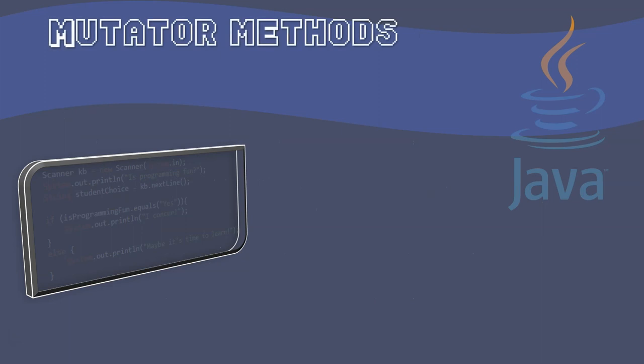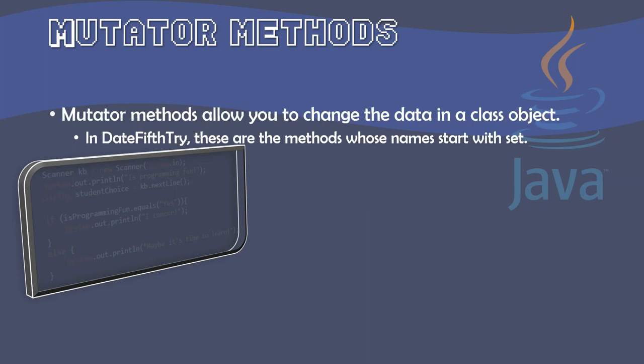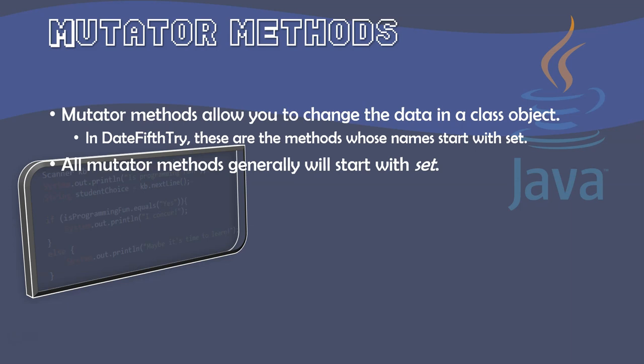The next type, of course, are mutator methods. And you might already be figuring out what these are going to do and what role they're going to serve. The purpose of these is to allow us to change the data in the class objects. Accessors simply retrieve it. Mutators allow us to change it. And in the Date5Try class, these are the methods whose names start with the word set. All mutator methods generally use that same kind of thing. We're going to set the value of something.